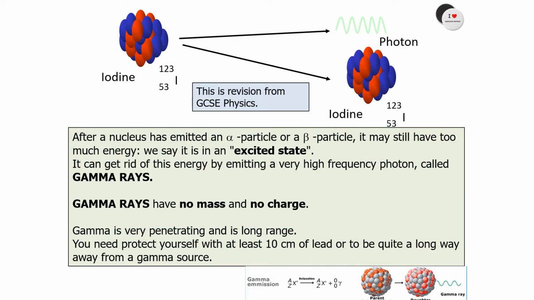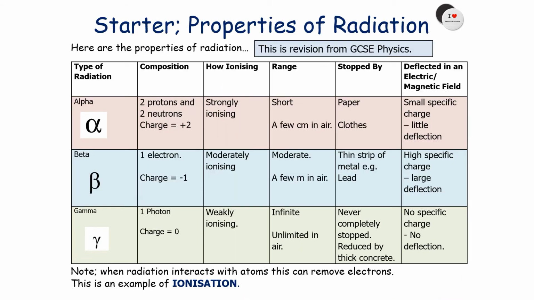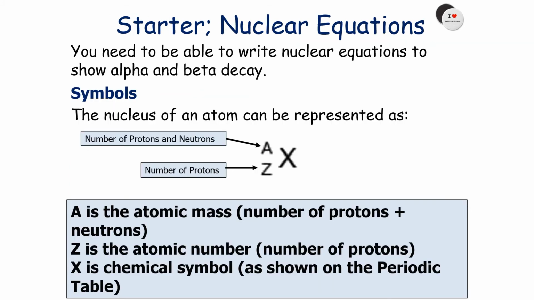And finally, after a nucleus has emitted an alpha particle or beta particle, it may still have too much energy to be stable, so we say it's in an excited state. To get rid of this energy, it can be released by emitting a very high frequency photon called a gamma ray or a gamma photon. Now, these gamma photons have no mass or charge, but they are very penetrating and have a very long range, so to protect yourself you would need at least 10 centimetres of lead or be quite a long way from a gamma source. So at GCSE you learned about the following properties of alpha, beta and gamma radiation, which is very important.